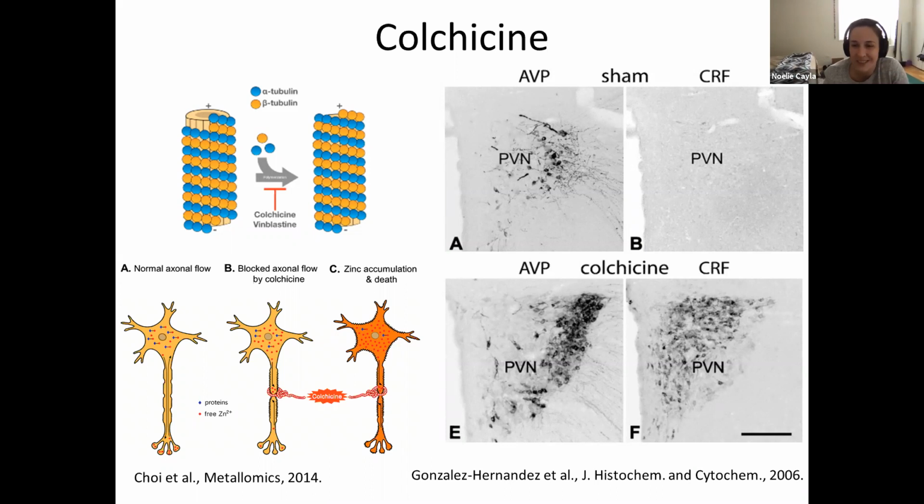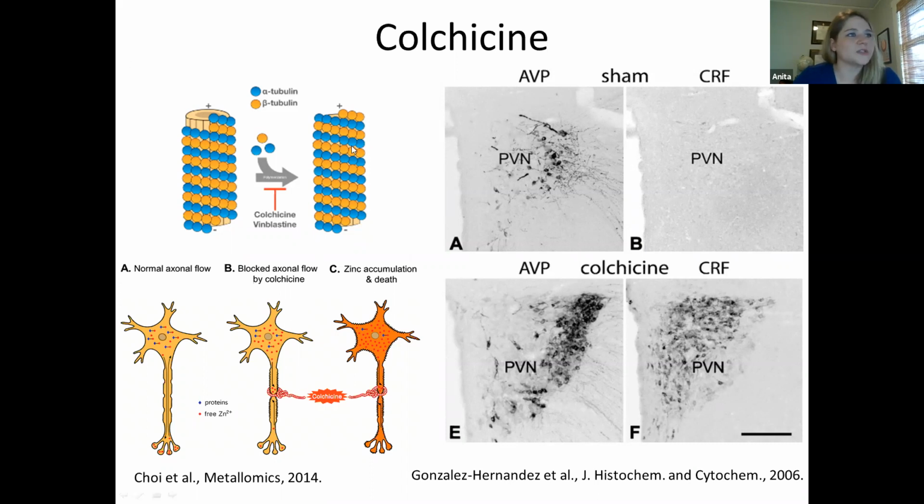Can you comment on administration and how easy it is to do in the lab? So in the case of the PVN, if you're just looking for something close to the ventricle, you can do an ICV injection, which is not so difficult. You really have to be careful with the concentration. Because it blocks tubulin polymerization, it is pretty toxic. So only 24 to 48 hours. And then you have to be careful with the dosing. I think it's something like 10 to 100 microgram per microliter, but I don't remember the specifics.